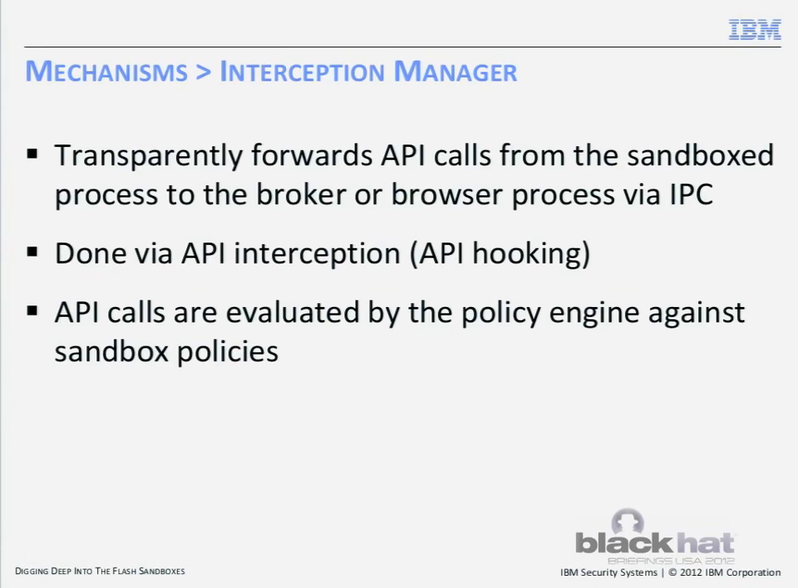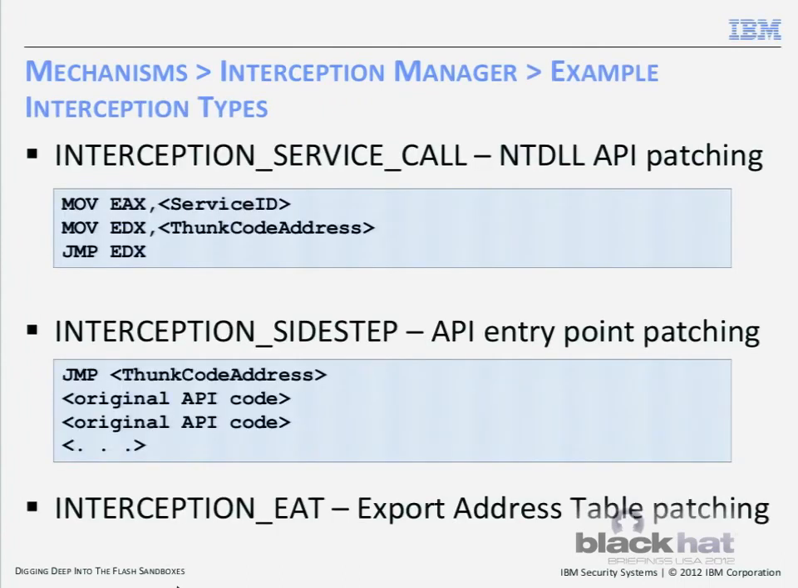It is needed because there are cases where the sandbox process needs access to some resources for compatibility reasons or for the proper functioning of the sandbox. Interceptions are done via API hooking. These are some examples of API hooking. There is API hooking for NTDLL, an example which injects a jump code in the entry point of the API, and an example that patches the export address table of the DLL.